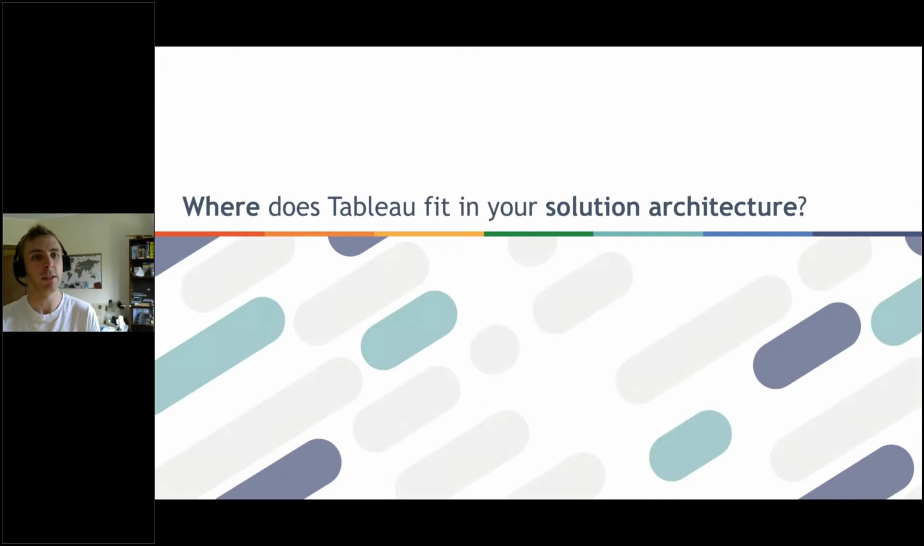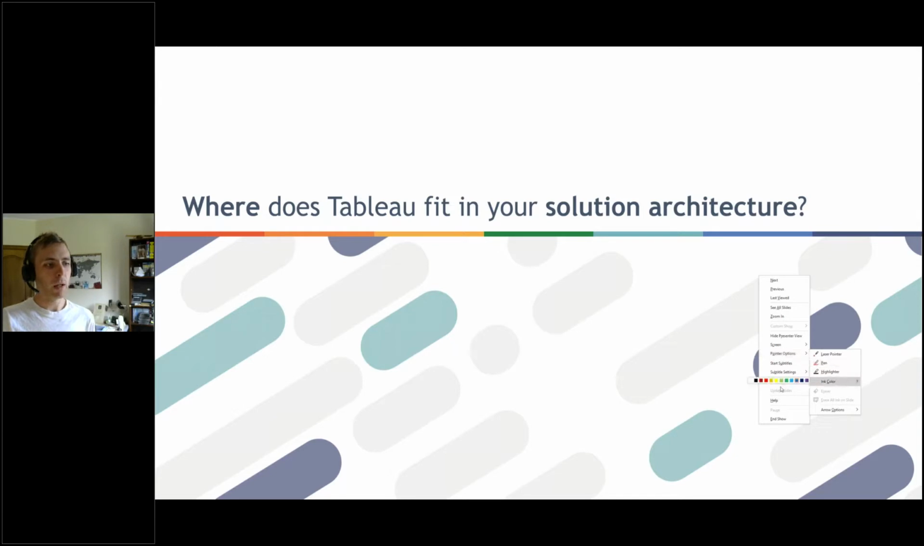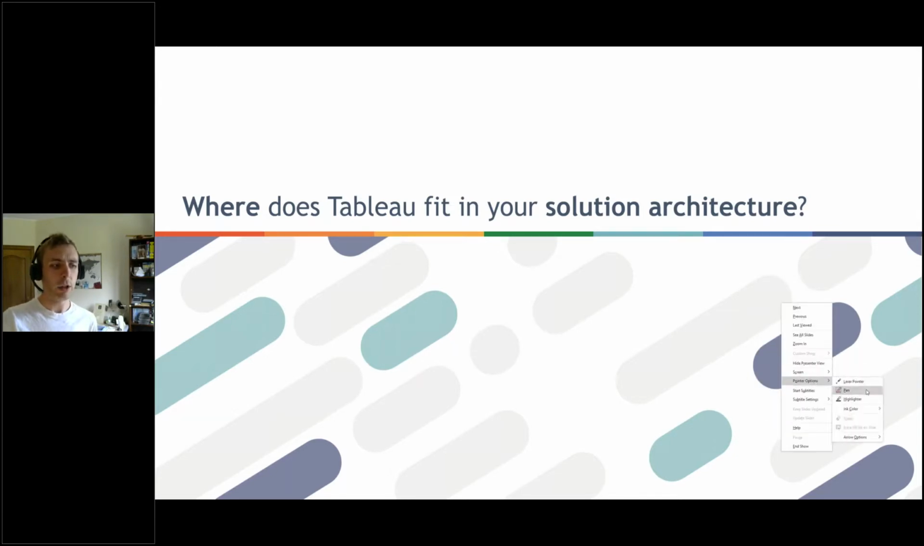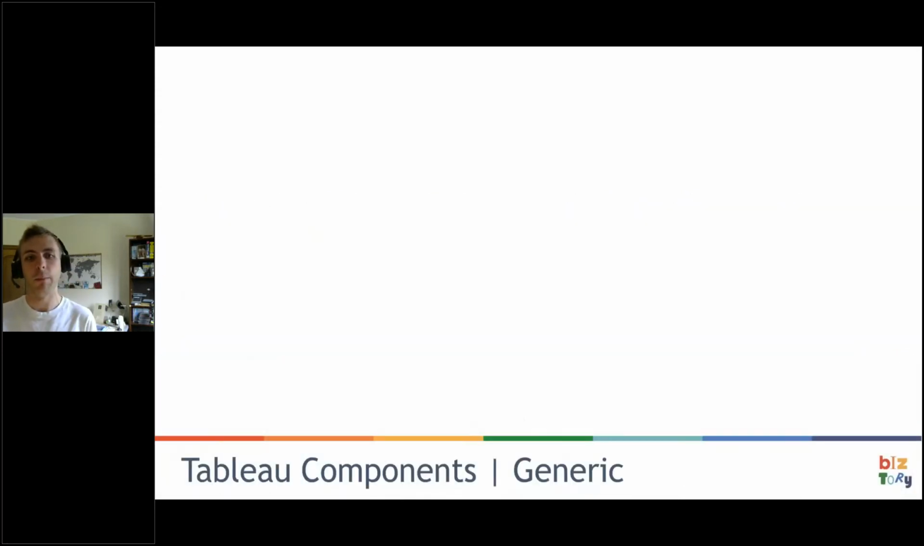Where does Tableau fit in your solution architecture? Yeah, that's an interesting question. And before we can answer that, I think we should take a look at what a normal Tableau architecture looks like. So I'm referring to this as a generic Tableau architecture without talking about embedding even, right? We're going to focus on what the architecture looks like for embedding in a moment.